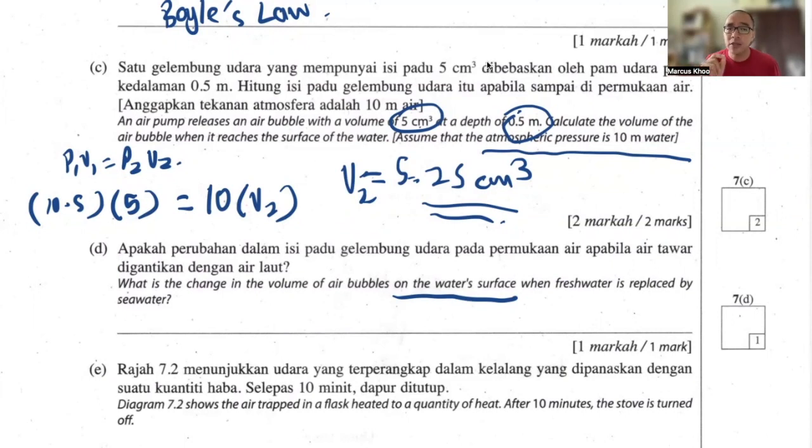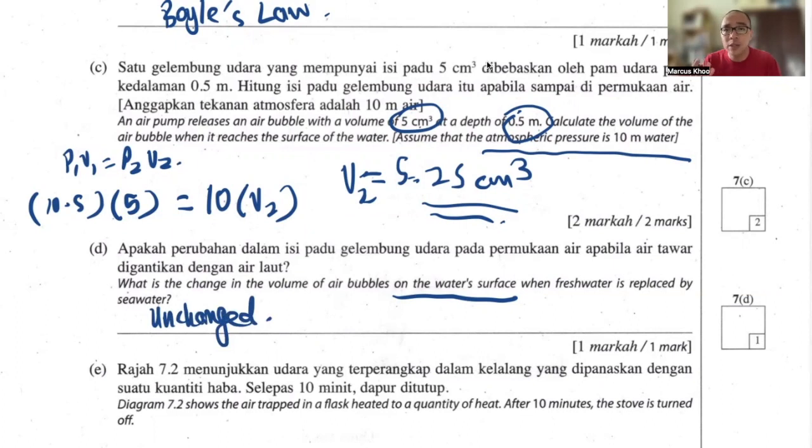But look at the question. The question is on the water surface. On the water surface, whether you're in freshwater or in seawater, the water doesn't affect the pressure anymore because you're already on the surface. The only thing that is affected is the atmospheric pressure. So it will be unchanged. It is a trick question actually. It is designed to see whether you understand the words on the water surface.